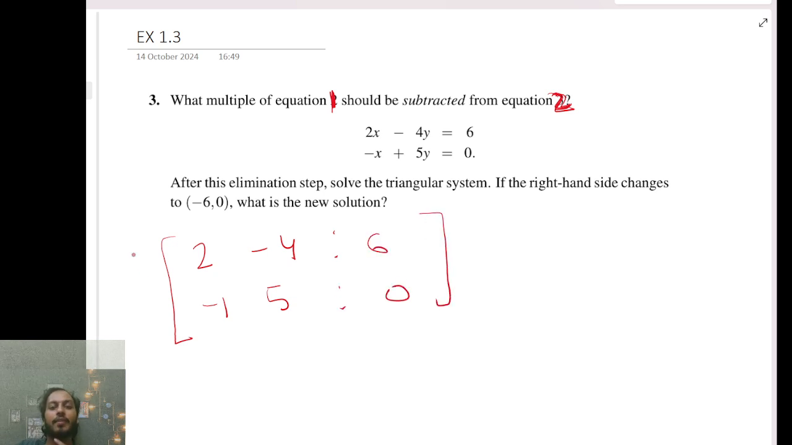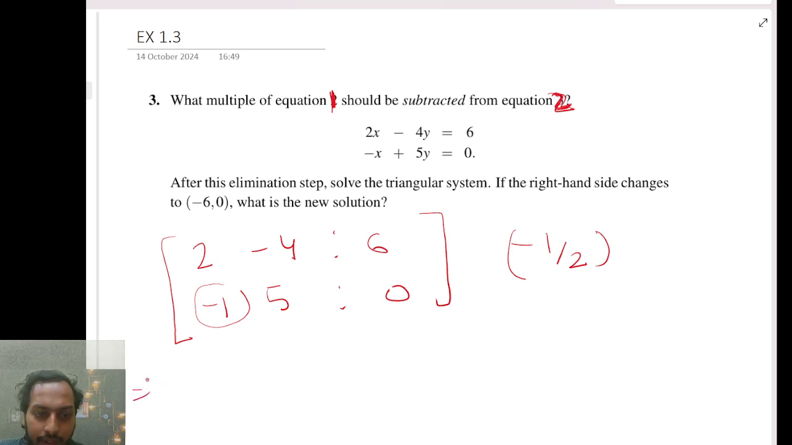Now what are they asking for? You want to kick out minus 1. What multiple should you choose so that you can kick out minus 1? You need to add 1, so in terms of subtraction, you will subtract minus 1 by 2 times of row 1. Are you seeing that? Because if I subtract minus 1 by 2 times of 2, it will become minus 1, and subtracting minus 1 from minus 1 gives 0. So my multiplier is minus 1 by 2.